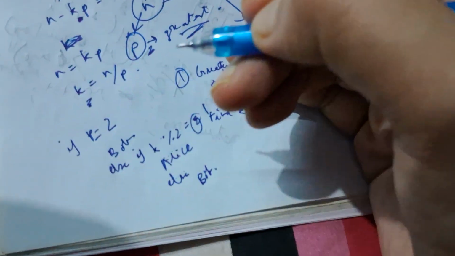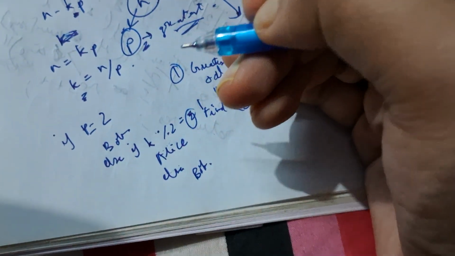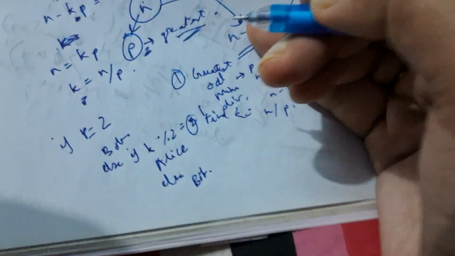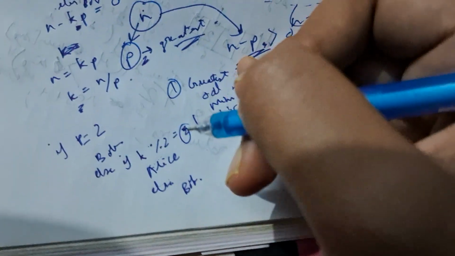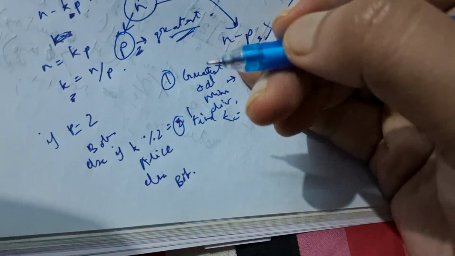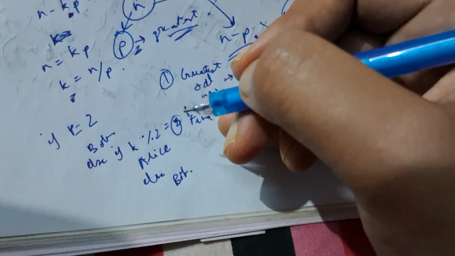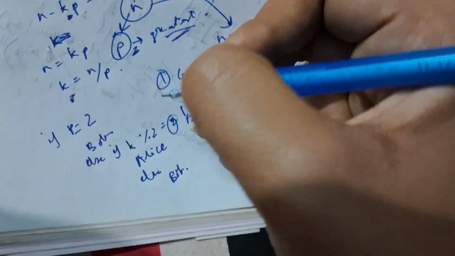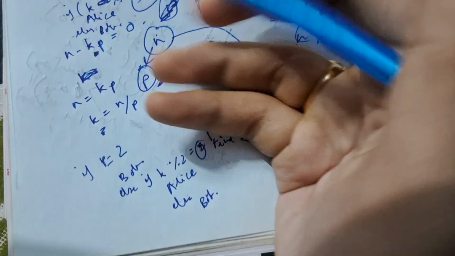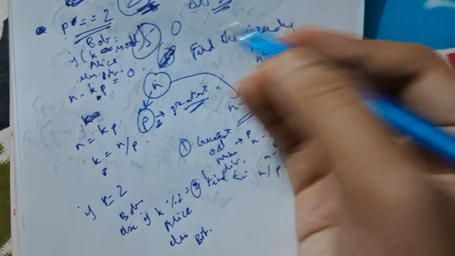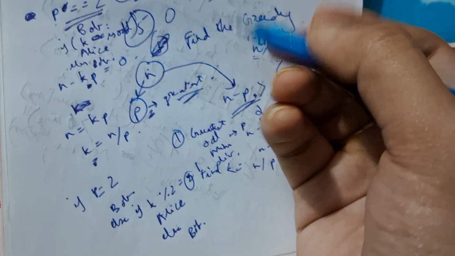Now how are we going to do this? If the greatest possible p is 2, Alice can't make a move, so Bob wins. Now if Alice can make a move, we have to find how many moves are possible. If the number of moves possible is odd, let's say one move, Alice makes the move, now Bob can't make the move.